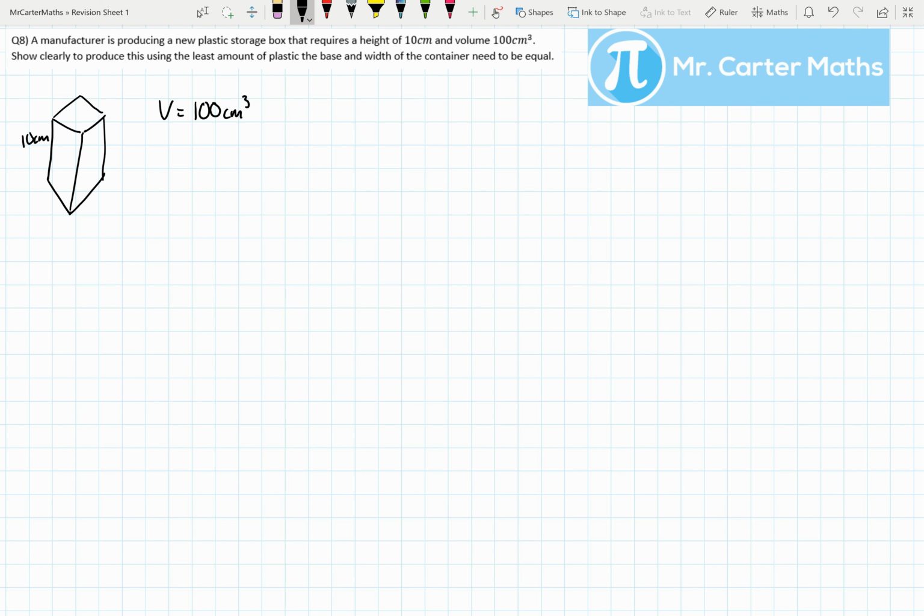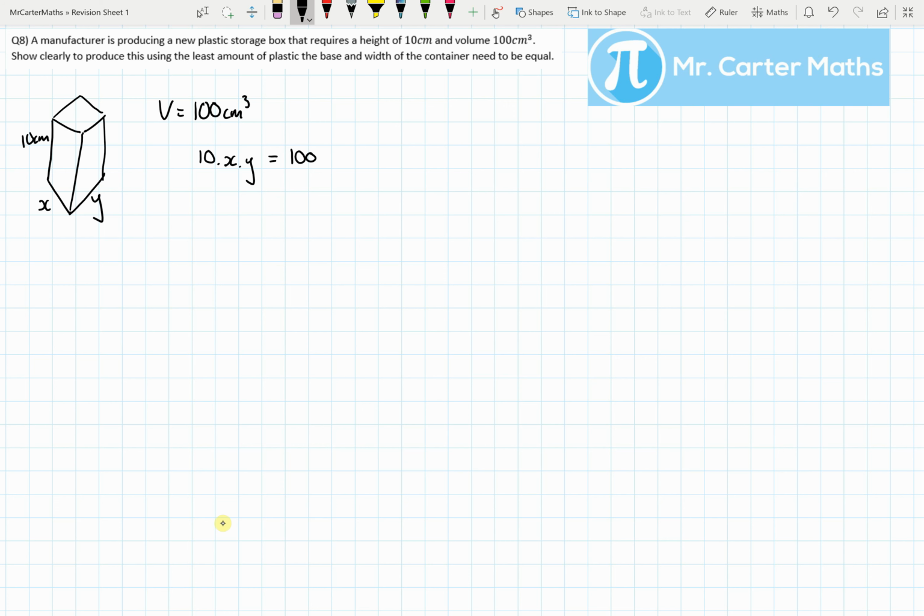It wants us to find the least amount of plastic that could be used to make this, and to show that that would happen when the base and width are equal. So they're saying that the height is fixed, but the base and width are variable. So I'm going to think about calling them x and y. That's just my intuition. As soon as things are variable, just throw some algebra in there. But I realised with this question, I can come up with an expression for the volume being 10xy, and the volume itself is 100.